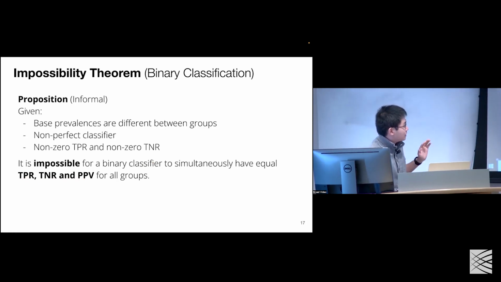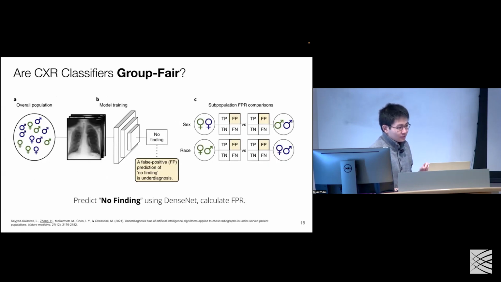So essentially, there's all these trade-offs that happen between these metrics in the real world, and then we have to decide which metrics we want to optimize and which ones we want to pick. So the first question is, are existing chest X-ray classifiers group fair? This is a paper that we had a couple of years ago in Nature Medicine trying to answer this question. Here's a general setup of our experiments.